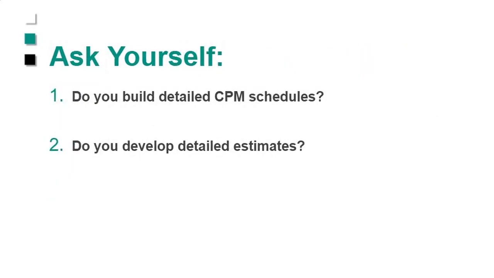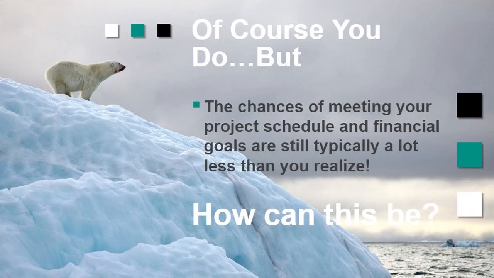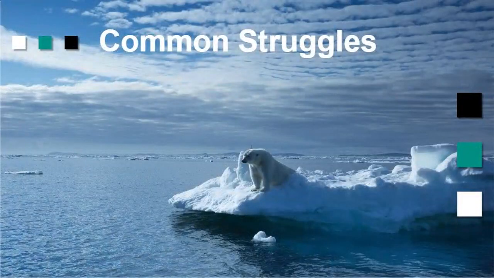So ask yourself, do you build detailed CPM schedules? Do you develop detailed cost estimates? Well, of course you do. Everybody does. And yet, the chances of us being on time and on budget are typically a lot less than the project teams would like them to be. So why is that? Well, there's a bunch of things that can cause issues when you're working on a project. Let's talk about a few of them.